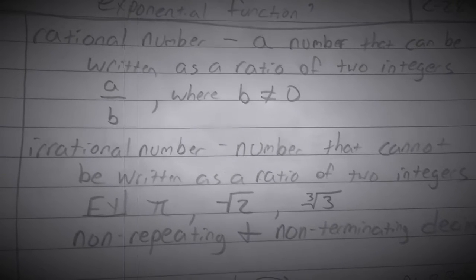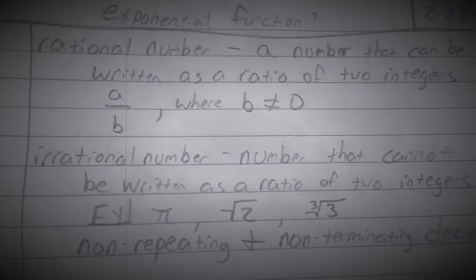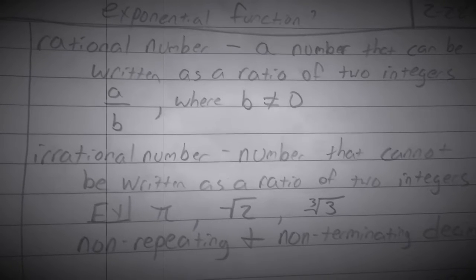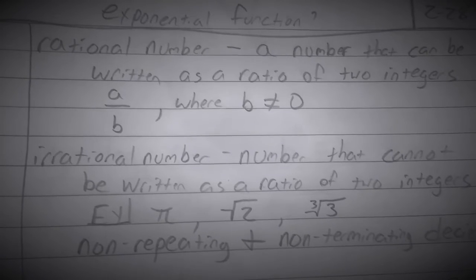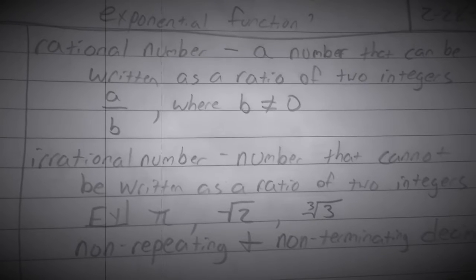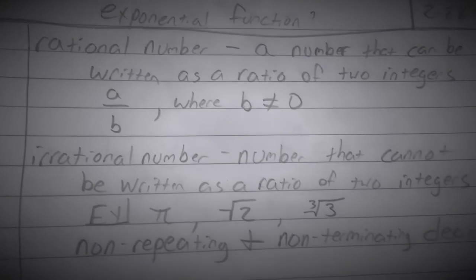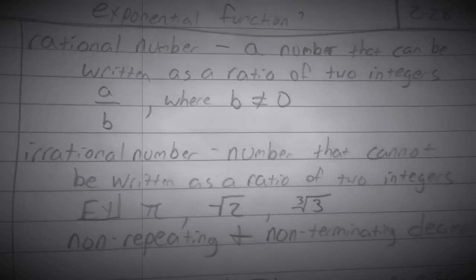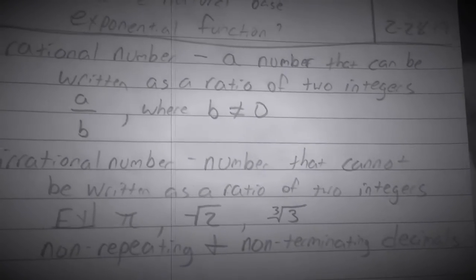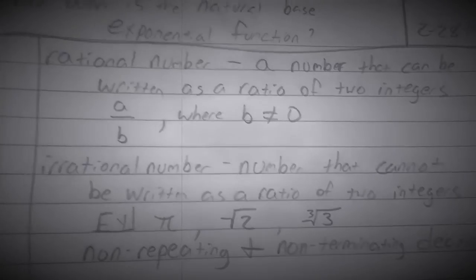Something like pi, or some of our radicals, the square root of 2, doesn't lend itself to writing as a ratio of two integers. And the cube root of 3. So these are non-repeating, non-terminating decimals. That's why e is an irrational number.